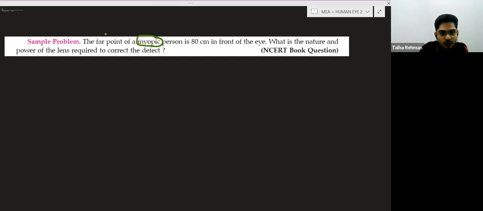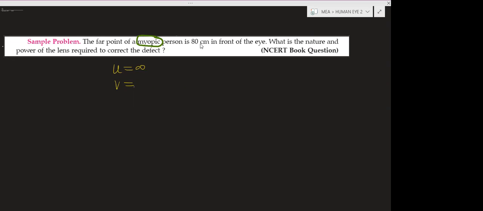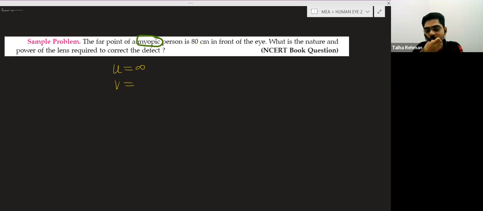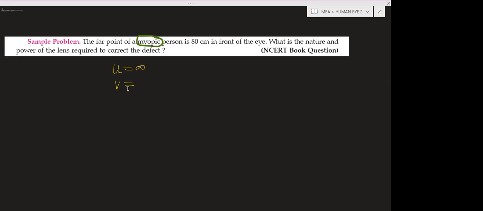So for myopia, what we take the object distance? Infinity. And what we take the image distance? The far point of the person, 80 centimeter. What will be the value for the image? 80 centimeters? No, minus 80 centimeter.